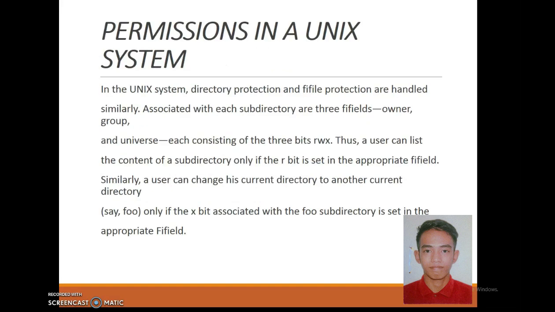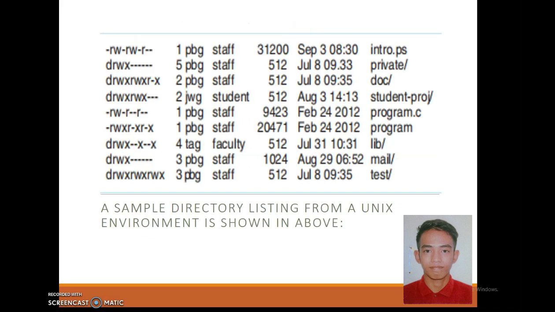The next, permissions in Unix. In Unix, directory protection and file protection are handled similarly. Associated with a subdirectory are three fields: owner, group, and universe. Each of these three, the user can list the contents of a subdirectory only if the appropriate field is set. Similarly, a user can change his current directory into another directory. These are samples of a directory listing from a Unix environment.